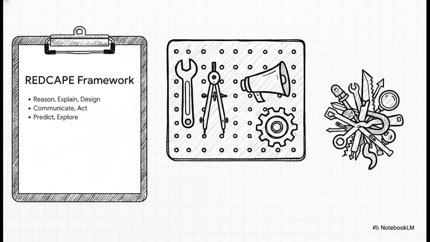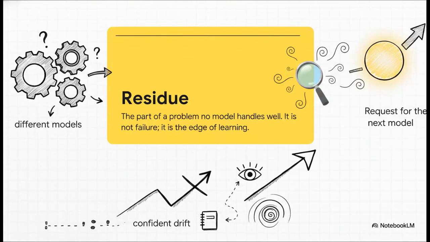Smart people start to drift when they ask one single model to do all 7 of those jobs. You cannot use a prediction tool to make a moral choice, or a design tool to explain grief. You need role discipline. When you start comparing different models, you're left with something called residue. This is the part of the problem that no single model handles well.